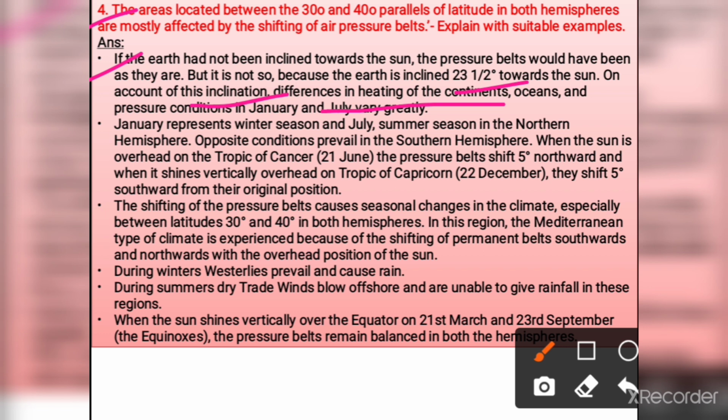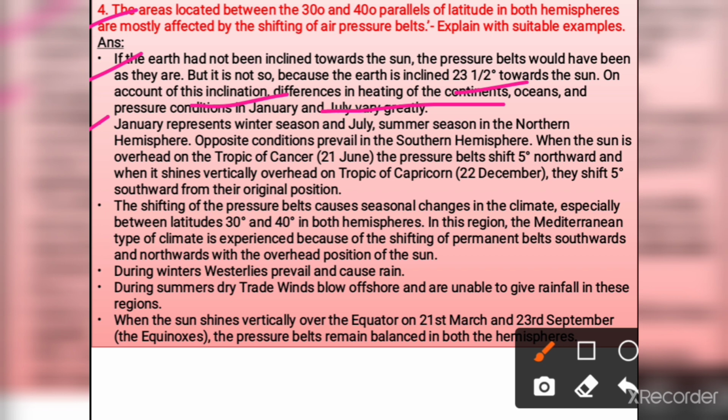So, due to the inclination of the earth, the differences in heating of the continents, oceans and pressure conditions in the month of January as well as in the month of July vary. January represents the winter season and July the summer season in the northern hemisphere. Opposite conditions prevail in the southern hemisphere.